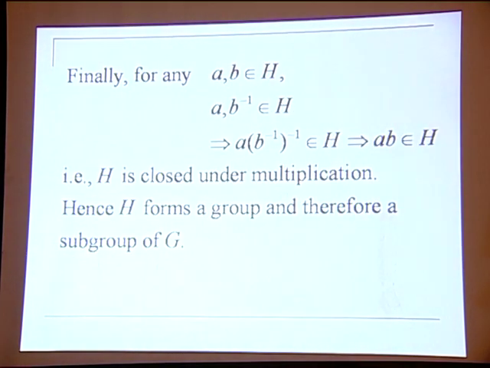So finally, the closure property: a, b belongs to H, and ab inverse belongs to H, this implies b inverse belongs to H, this implies ab belongs to H. That is, H is closed under multiplication. So H forms a group as it satisfies all those four conditions which make a set a group. So H is a subgroup of G.